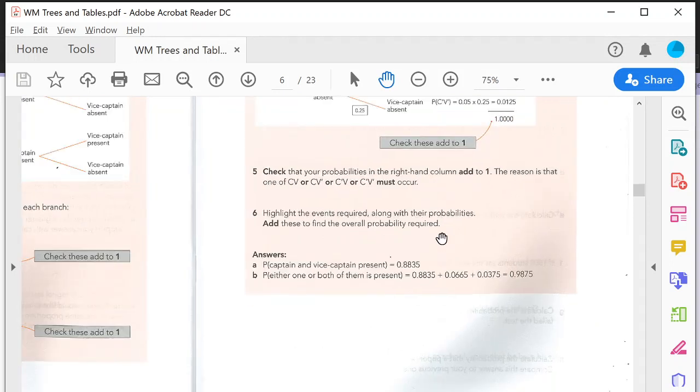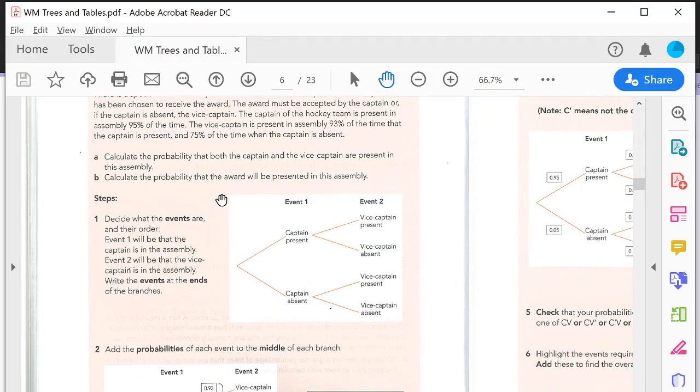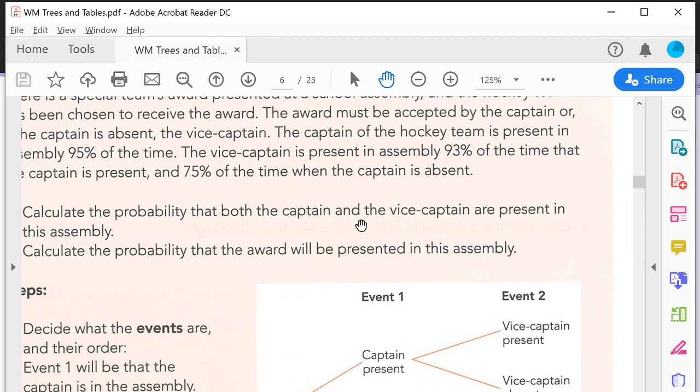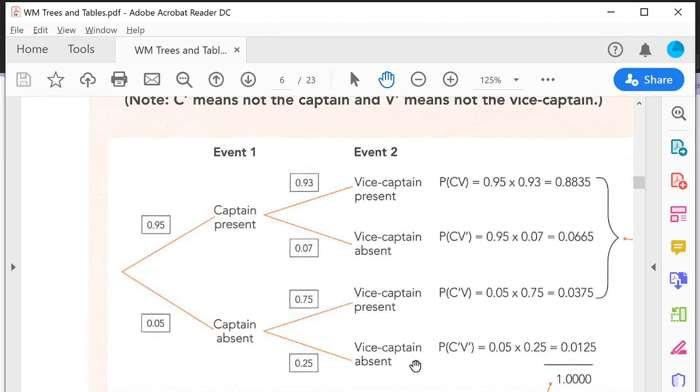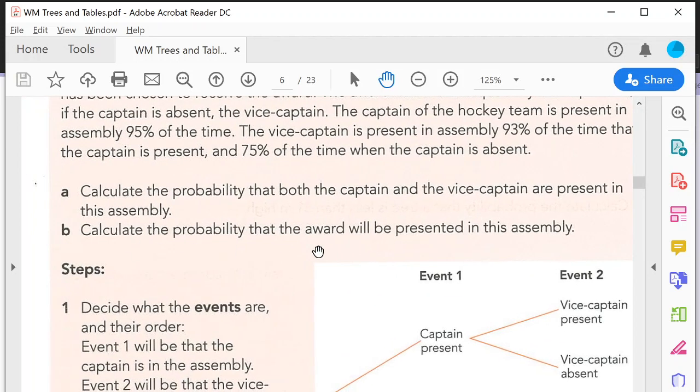Okay, so in this question, they are asking you to calculate the probability that both the captain and the vice captain are present in the assembly. Looking at this table, can you tell me the probability? 0.8835. Fantastic, that's correct. Now, the second question: calculate the probability that the award will be presented in the assembly.